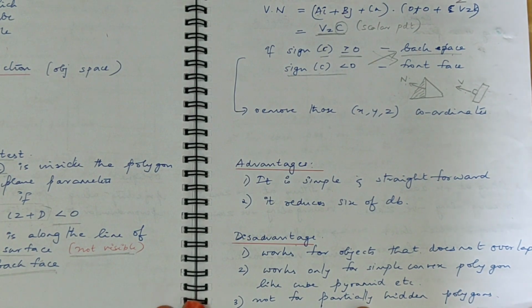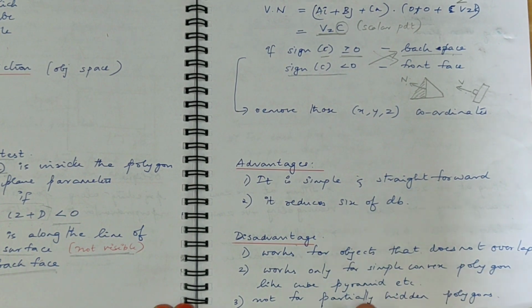So this is the first method that we have seen in visible surface detection methods. In further videos, we will see the other methods.